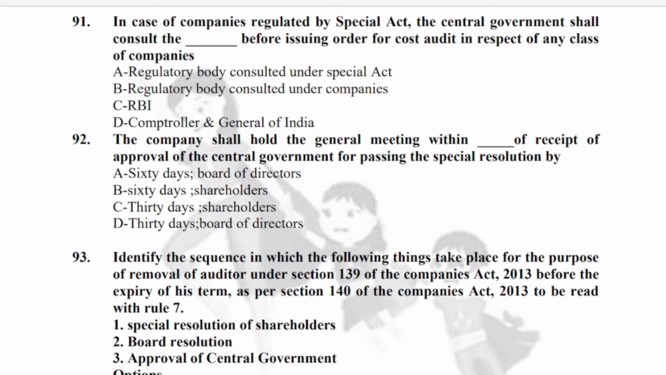What does question 91 say? In case of companies regulated by special act, the central government shall consult dash before issuing order for cost audit in respect of any class of companies. So central government, okay, yes, here they want to say that here the companies are regulated by what? Special act. Okay, fine. Now if in case of special act, if central government wants cost audit to be made applicable to these companies, then whom shall central government consult?